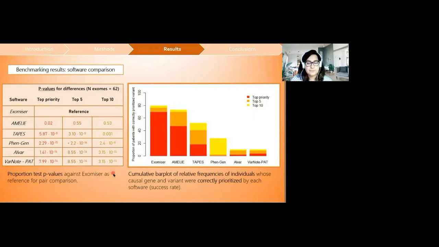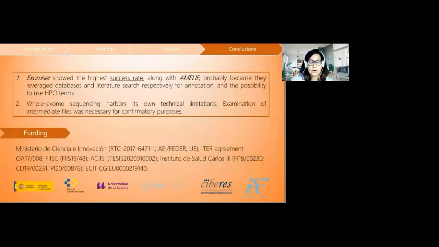Also, HPO terms have proven to be an expanded system to code phenotypes because Exomizer and AMALI allow HPO terms as their input data. They hold a very relevant and specific role in causal variant prioritization, since this software showed more accurate results when this phenotypic data was allowed. So to conclude, we can say that Exomizer showed the highest success rate. It's proven its value by showing the highest success rates, probably because it leverages heavy and rich databases, but also because HPO terms can be included as input.